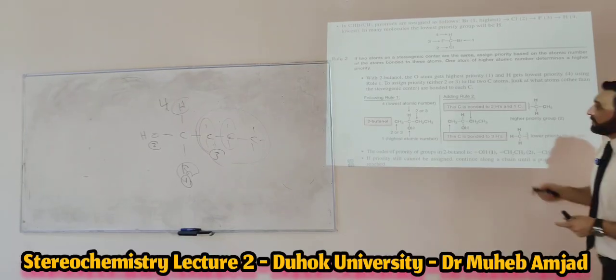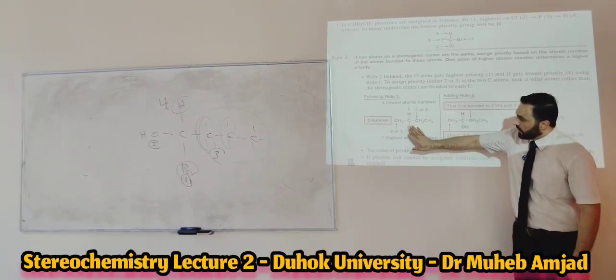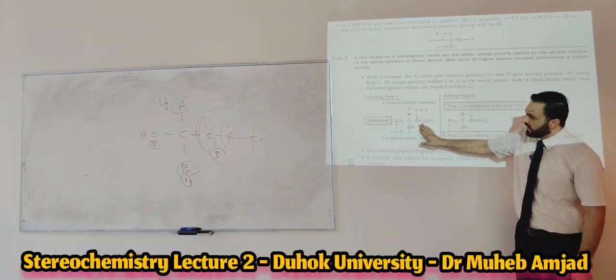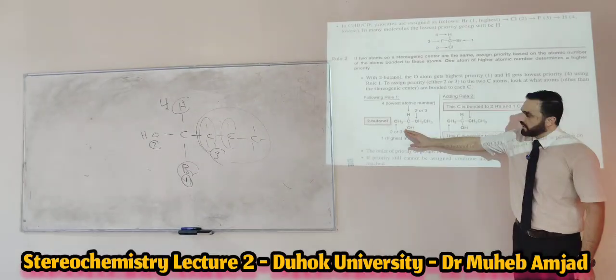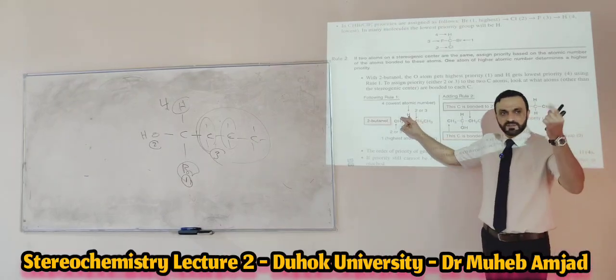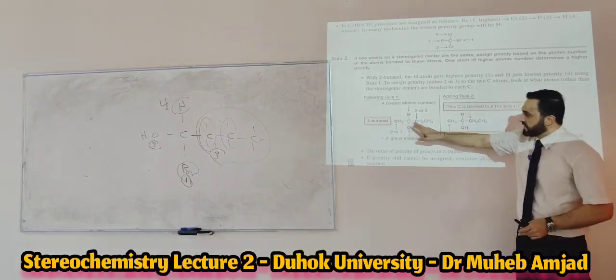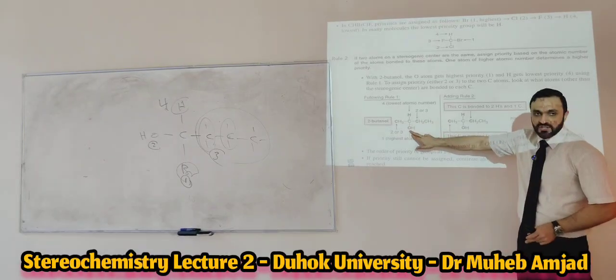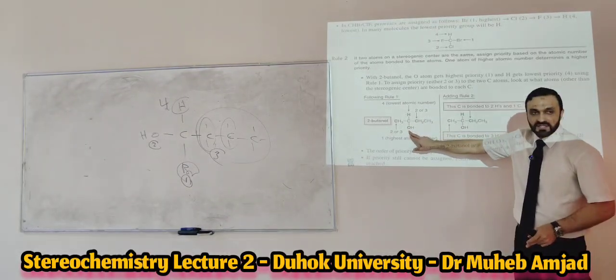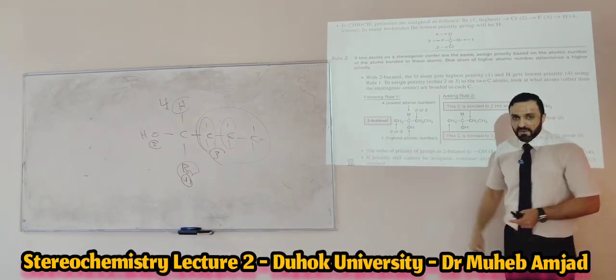Rule 2. If two atoms on the stereogenic center are the same, assign priority based on the atomic number of the atom bonded to this atom. For example, here we have hydroxyl group, methyl, ethyl, and hydrogen. Hydrogen is number 4. Now CH3, CH2, and OH: oxygen and two carbons. Which has the higher priority? Oxygen will take number 1.